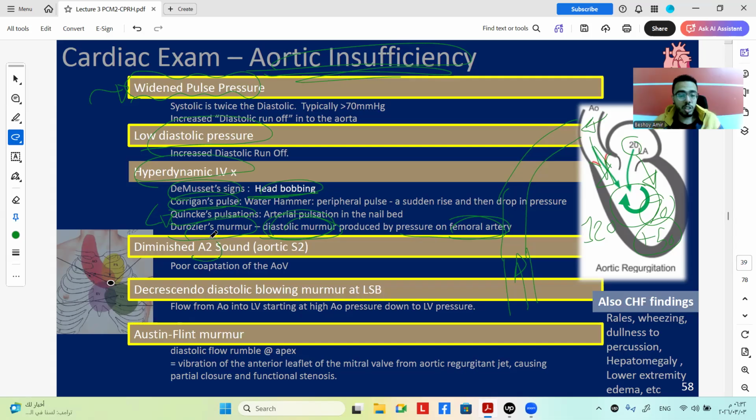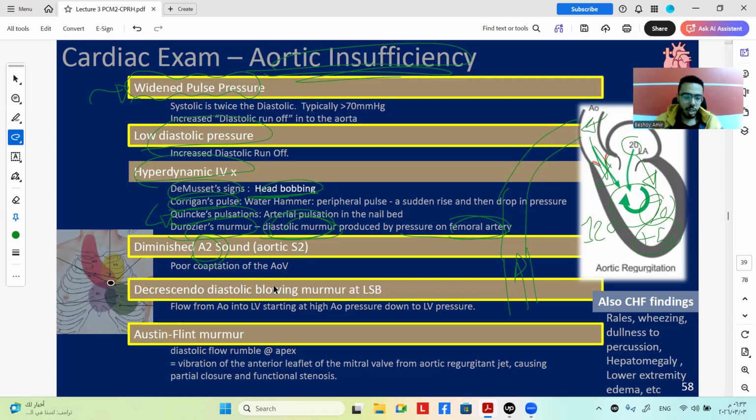I will have a diminished A2. Why do you think we have a diminished A2? Oh, because the valve is not closing properly. A2 is basically the sound of the aortic valve closing. So when it's regurgitant or insufficient, it's not going to be able to close properly or as loud, so that's why you have a diminished A2 sound.